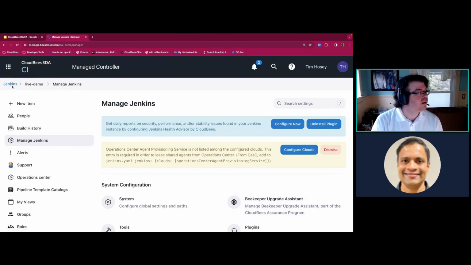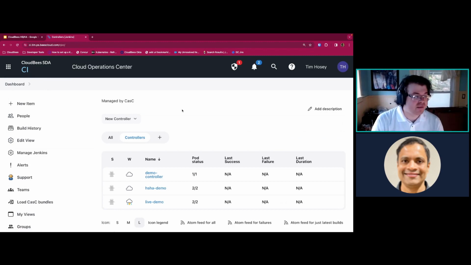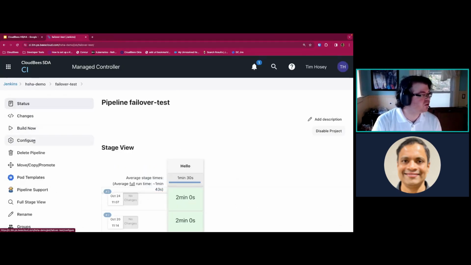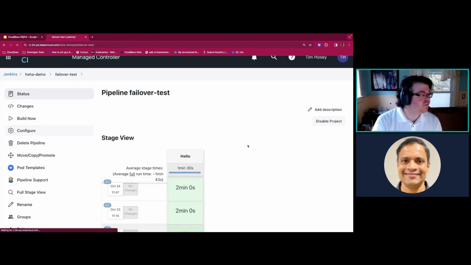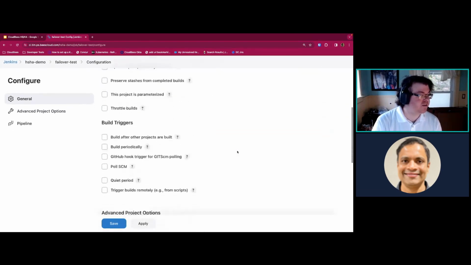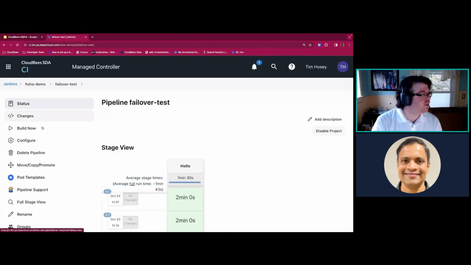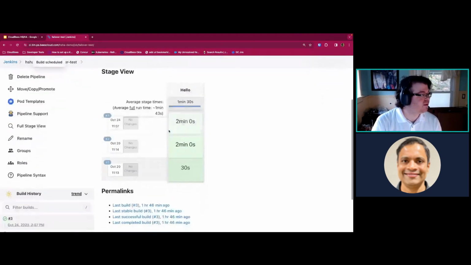Now that we've demonstrated the setup and how easy that is, let's really quickly touch on how the jobs work. So I have a job here that's configured to, in essence, run to show what a failover looks like in a live context. If we take a look at my pipeline here, it's very simple. It is using a Kubernetes agent and running a hello world echo and then sleeping for 2 minutes. So let's go ahead and do a build on this, and we'll be able to see what that looks like.